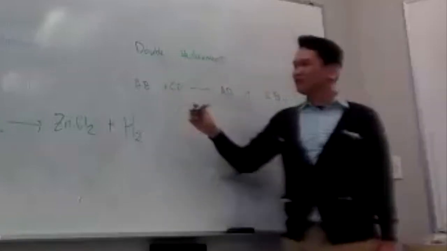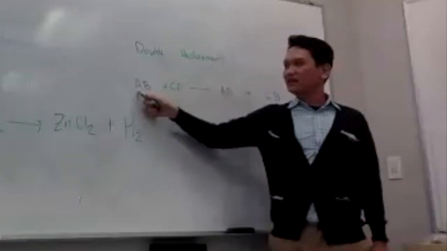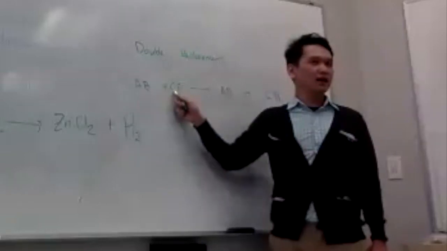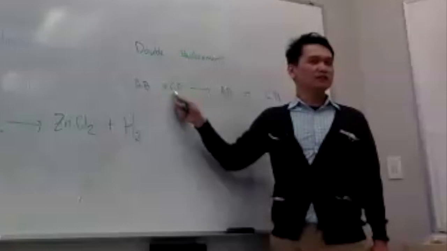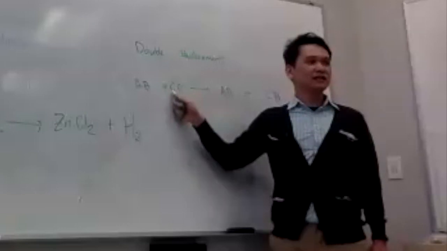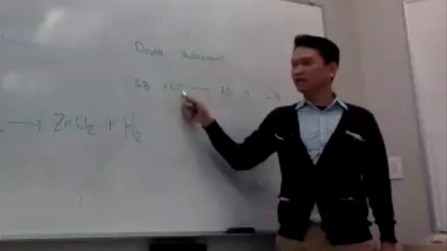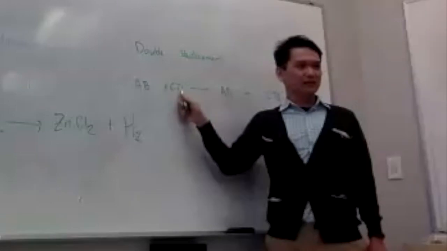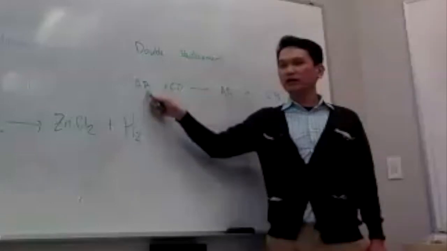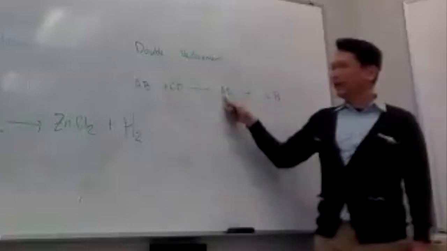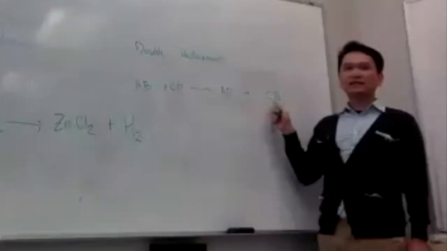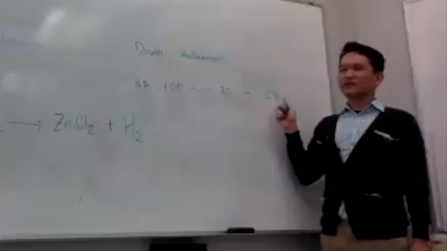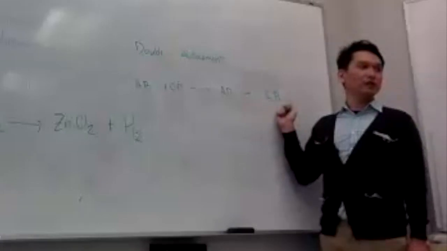Okay? So, A is your cation, B is your anion. C is your cation and D is your anion. Cation is always written in front. So A will go with D. Does that make sense? And then B will go with C. So A becomes AD, CB. Why is the C written before the B? Cation's always written before the anion.